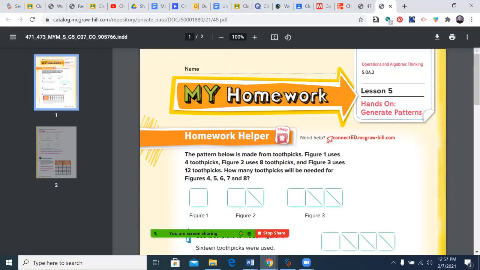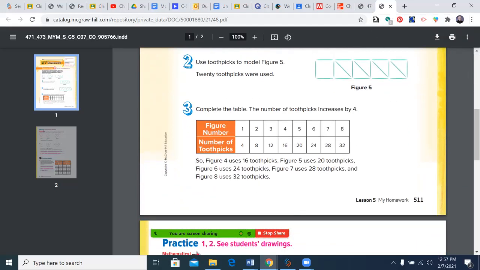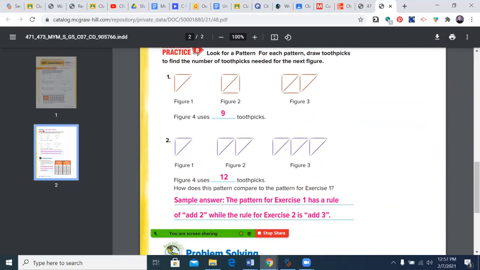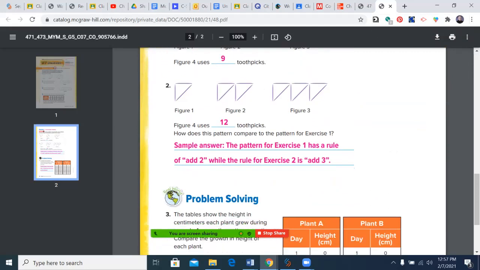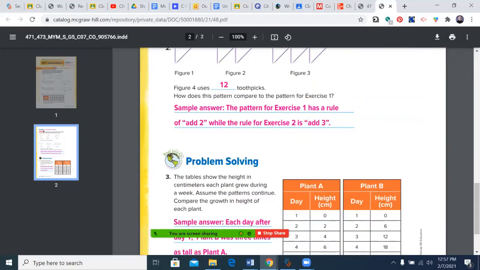Let's begin by looking at our previous session's assignment, where we were looking at figures and toothpicks to make patterns. We had found that we went from 3 to 5 to 7 to 9. Over here, we went from 3 to 6 to 9 to 12. So the pattern for exercise 1 has a rule of add 2, while the rule for exercise 2 is add 3. So in this step, we were comparing 2 and 1.